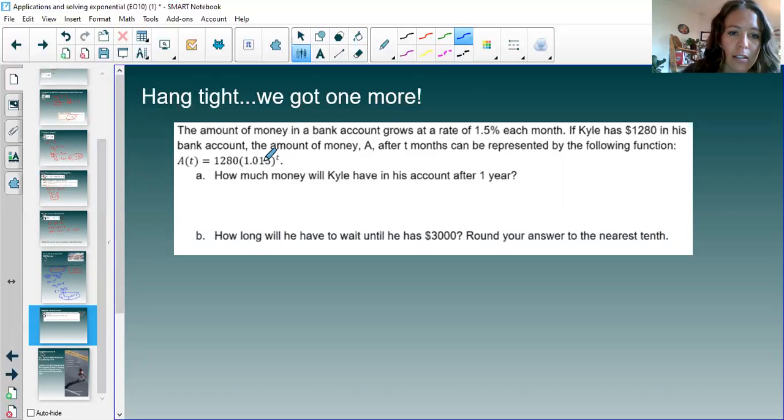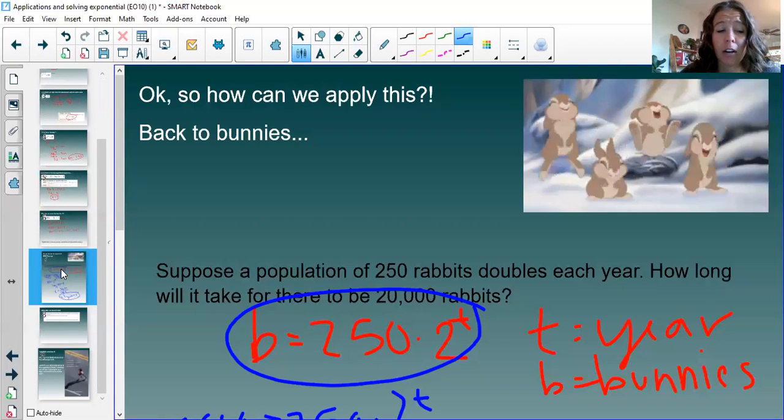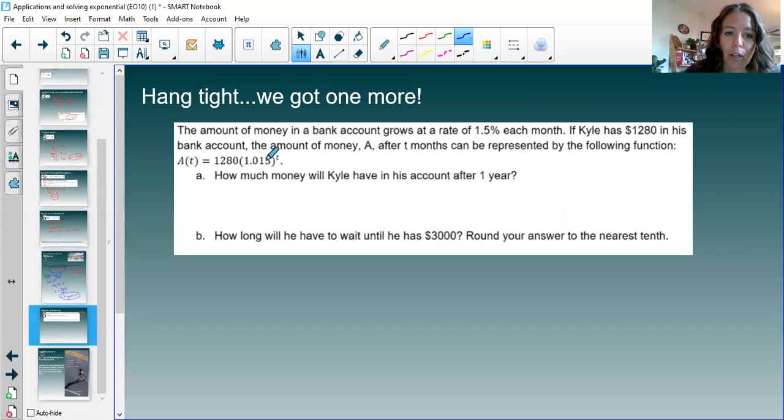What I want you to notice is the rate right here. We had to take this rate, 1.5, and add 1, but we had to move the decimal point a little bit, okay? You won't be building your own equations like this. You might be building your own equations like the bunny problem where something doubles or triples each year. Here, all I want you to notice is that because the rate here is greater than 1, it's going to increase. If it was less than 1, let's say we had a 0.98, it's going to decrease each year. Okay, well, how can we use this?